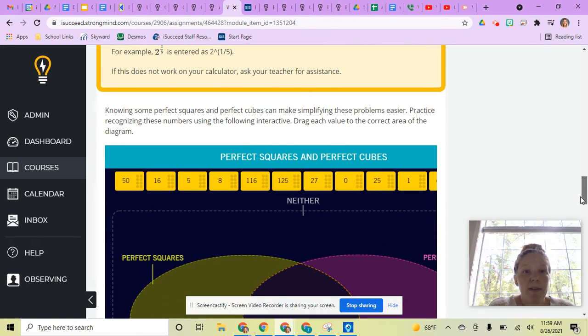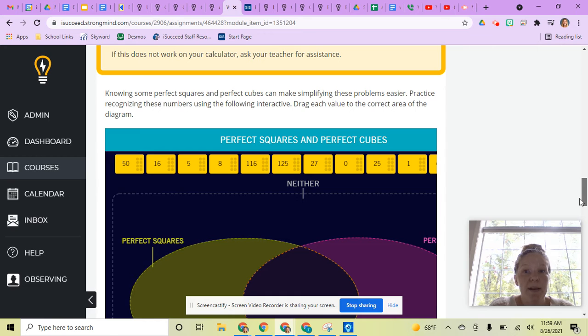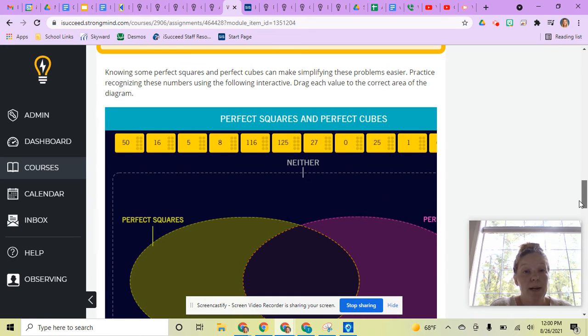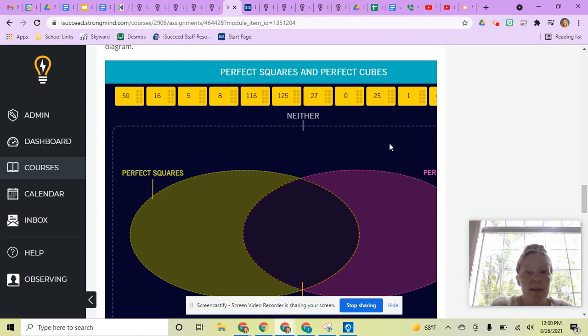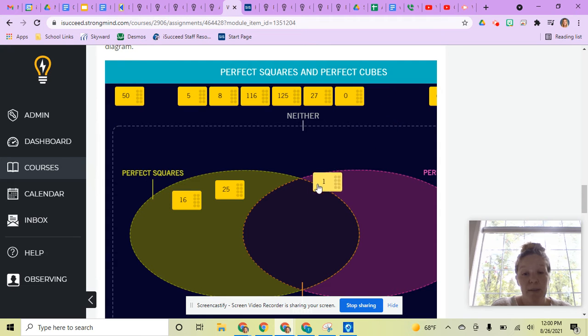Okay, knowing some perfect squares and perfect cubes can make simplifying these problems easier. Practice recognizing these numbers with the interactive below. We can drag and drop on what's a perfect square and what's a perfect cube. I'm going to go through the list first. Those are usually off the top of my head, like 16 I know is 4 times 4. 5, 8, none of those are looking like what I want. Okay, 25 is 5 times 5. 1 is 1 times 1, but that's also going to be a perfect cube, 1 times 1 times 1.